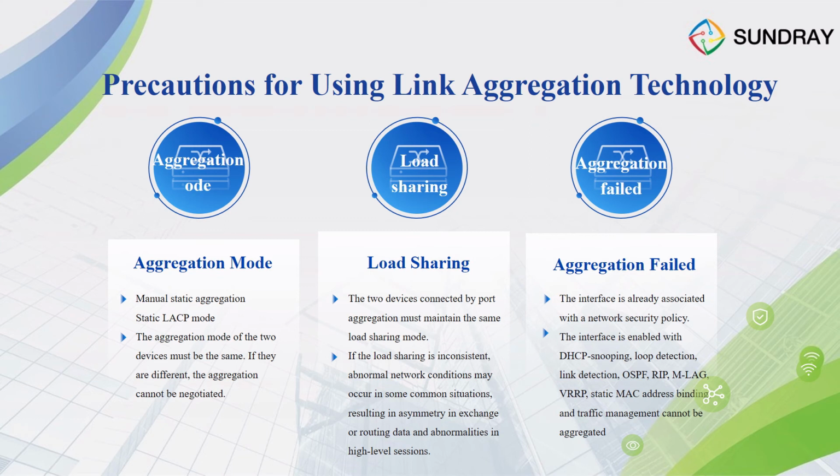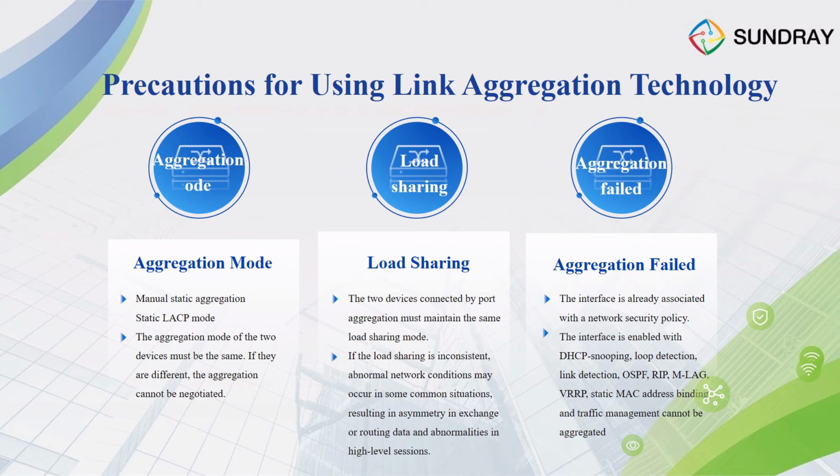For the aggregation, sometimes it will fail with our smart switch. If we choose 2 ports and there is an alert telling you that the 2 ports cannot do the aggregation, you need to check if those ports already enable features like DHCP Snooping, HTTP Snooping, loop detection, or other features like VRRP, OSPF. If you already configured this kind of policy on that port, you cannot do the aggregation at that time. So you need to remove these policies from the port and then do the configuration again.